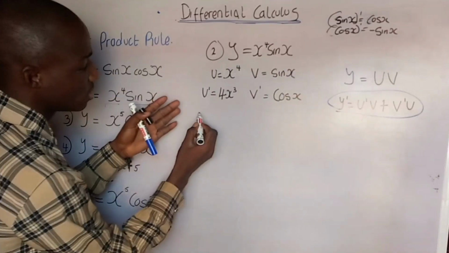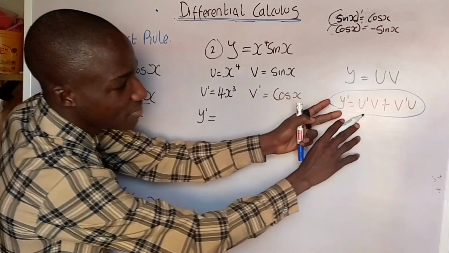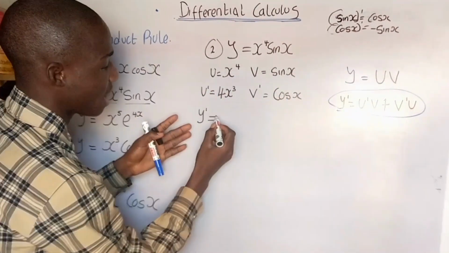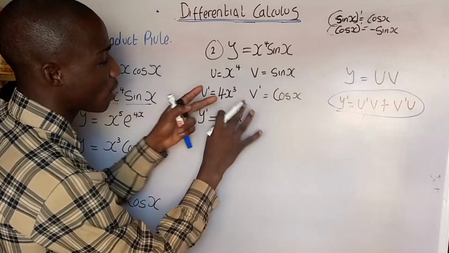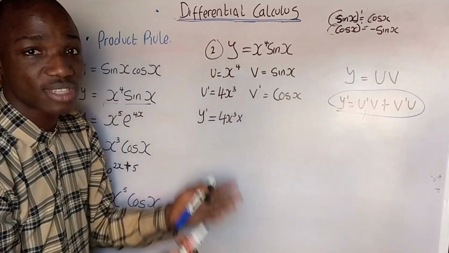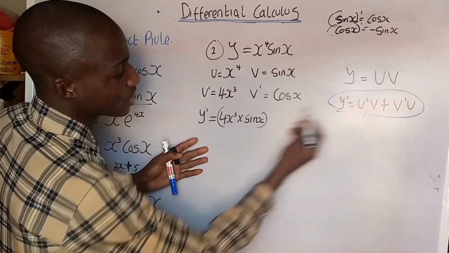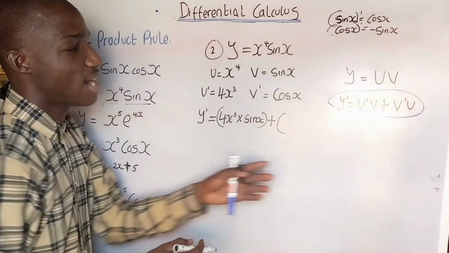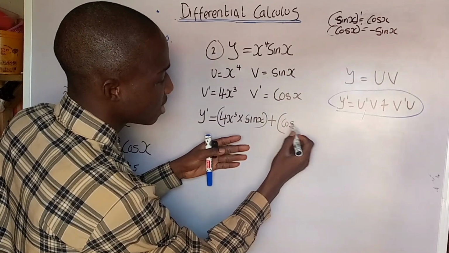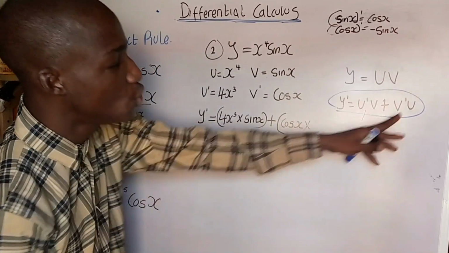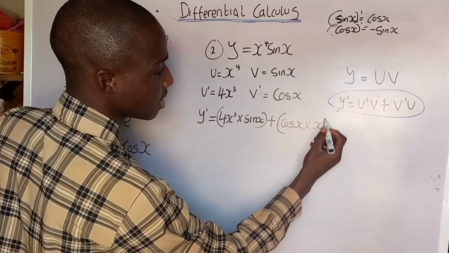So in that case, the derivative of y is equal to the derivative of u, which is 4x raised to the power of 3, multiplied by v, and my v is sine x. So I'm going to have sine x in this place, then the addition sign plus, I need the derivative of v also. The derivative of v is cos x, multiplied by u. So u is equal to x raised to the power of 4.